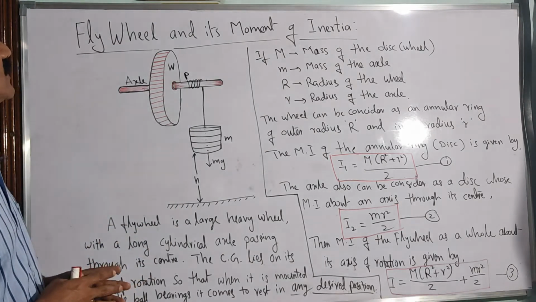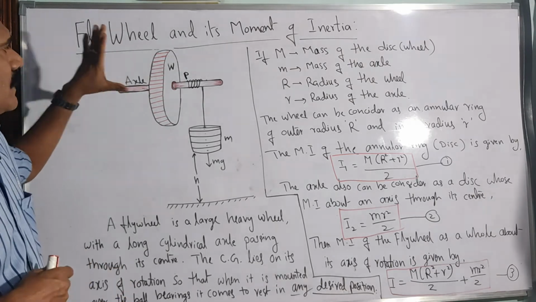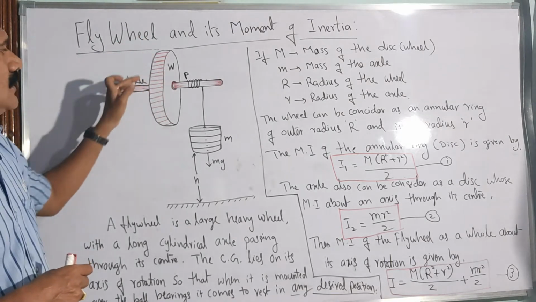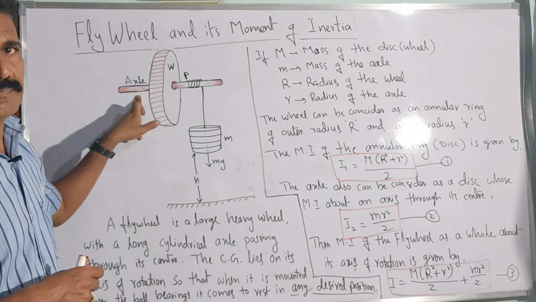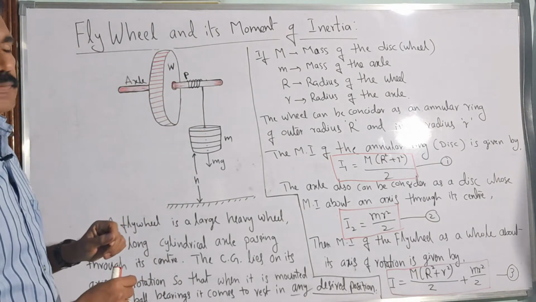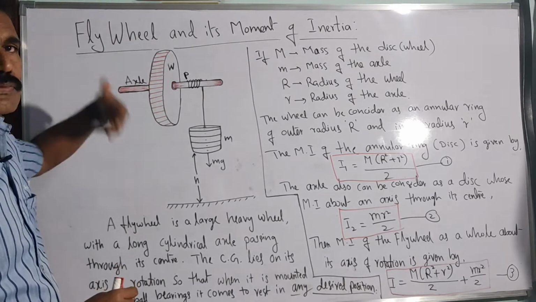The flywheel is a very simple device. It looks like this, so just look at the diagram. The flywheel consists of a heavy metallic wheel like this. At the center it is fixed to a long metallic axle, so that whenever the axle is made to rotate, the entire wheel also rotates.